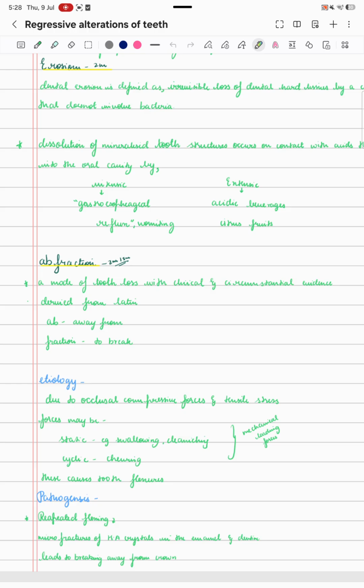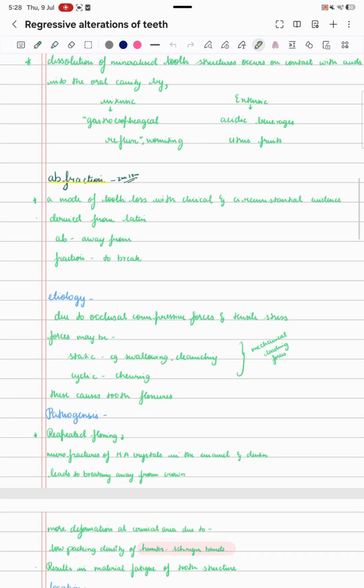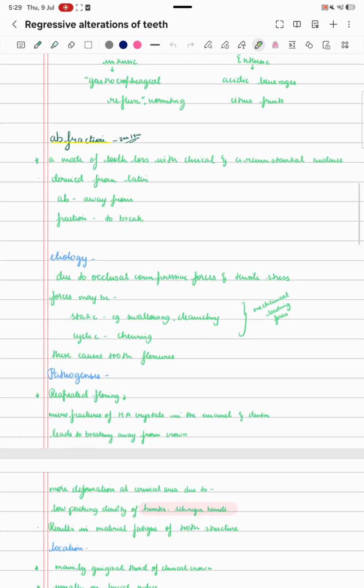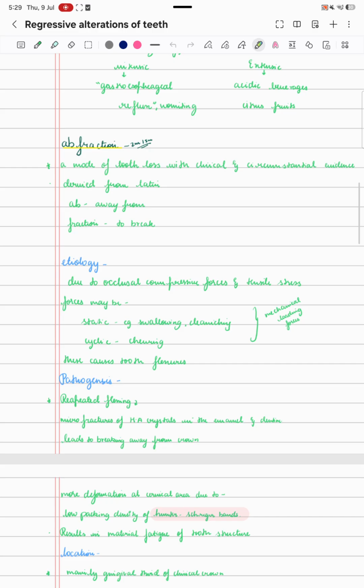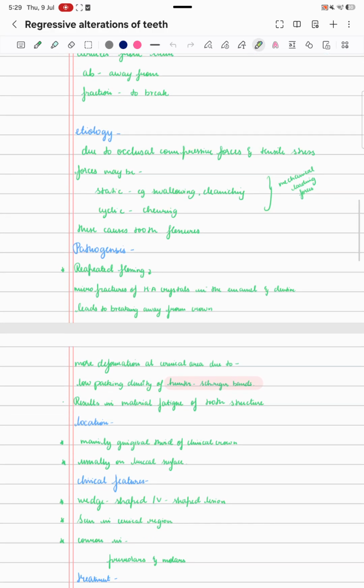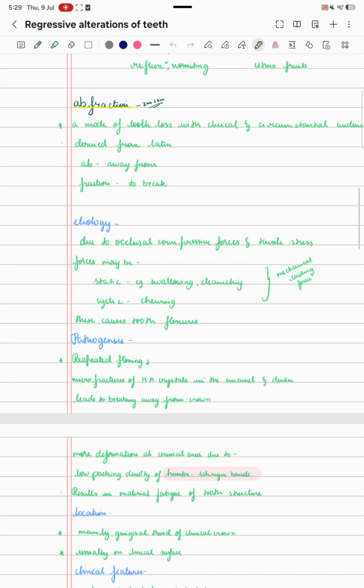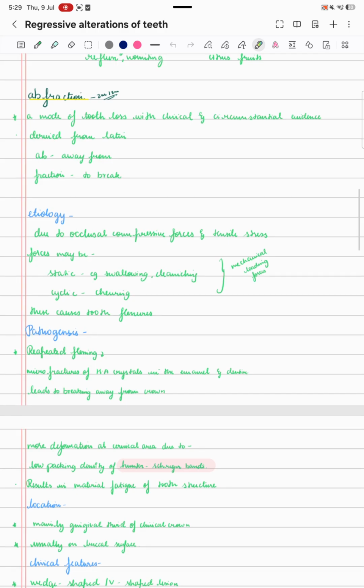Now moving forward is abfraction. Abfraction is a mode of tooth loss with clinical and circumstantial evidence, derived from Latin. Ab means away from, fraction means to break. So the etiology is due to occlusal compressive forces and tensile stress. Basically, abfraction is loss of tooth structure with clinical and circumstantial evidence.